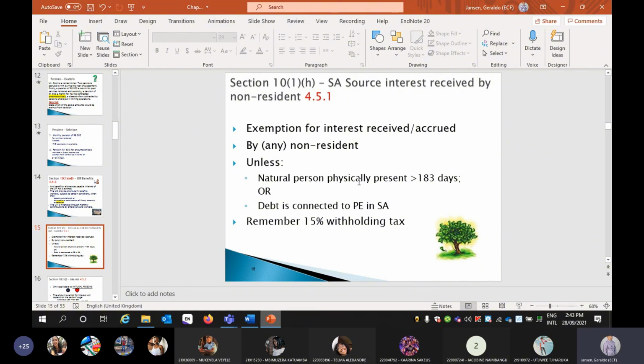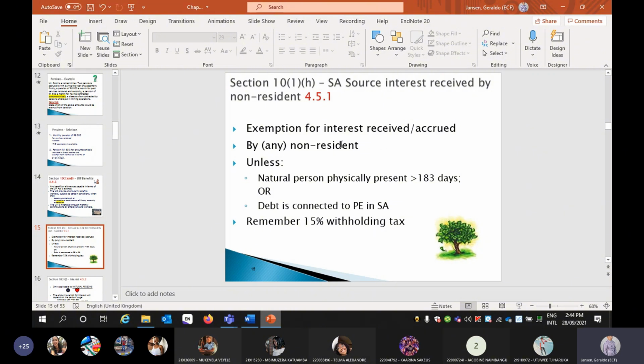If you were physically present in South Africa for more than 183 days in that year of assessment, or the money that you received, so the principal amount, is connected to a permanent establishment in South Africa. So permanent establishment, your business dealings, and you guys can go read up on what is permanent establishment. So if it's connected to, maybe you have a branch. Yes, your business is not registered in South Africa, but you have a branch in South Africa. So it can also come down to having a permanent establishment there.